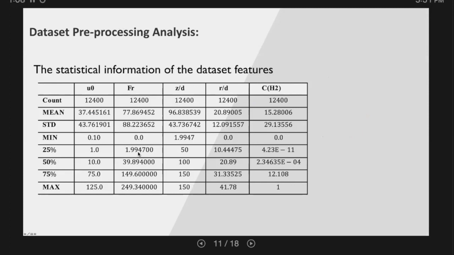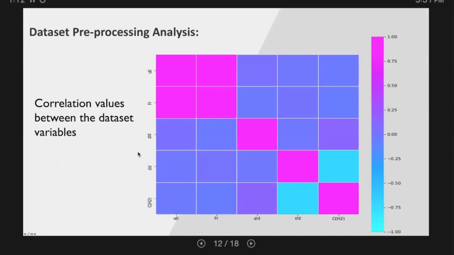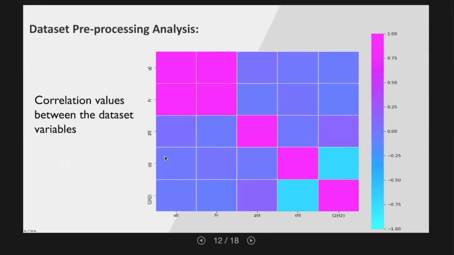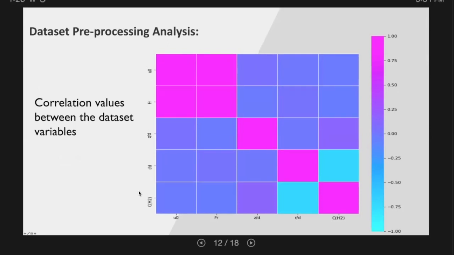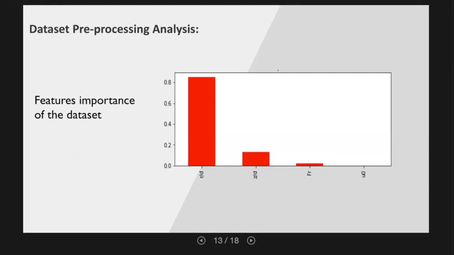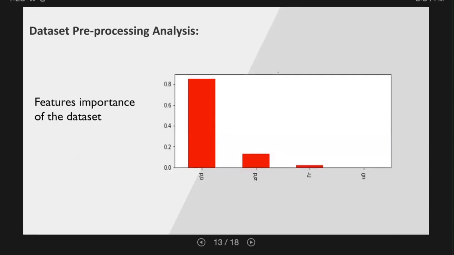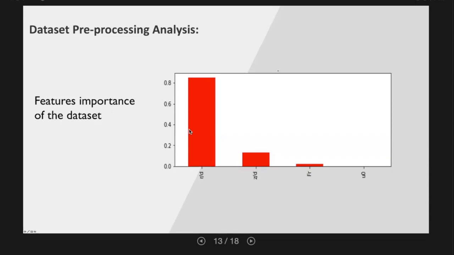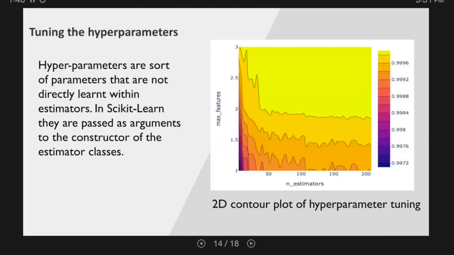Here is some statistical information we presented for the data set. And here are the correlation values between the different features. We have 5 physical parameters, and they are correlated as you can see here. And here is the importance of the features presented in this table, to show where the most important physical parameters are. And here also is the tuning of the hyperparameters, showing its importance based on this marker.